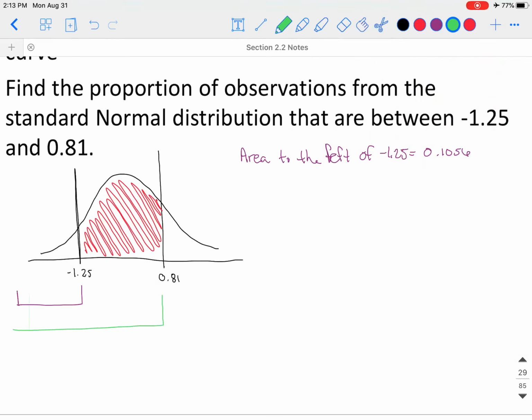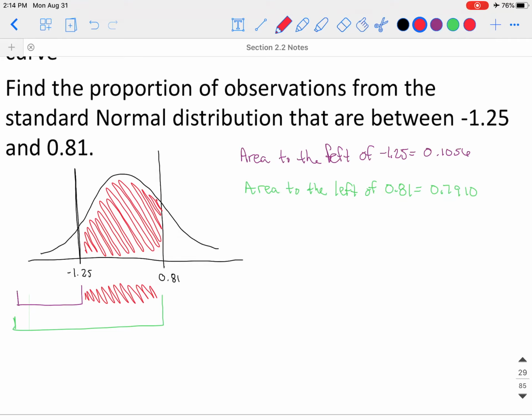Now, if I want to find the area to the left of 0.81, again, you would go to your table, go down to the column that said 0.8, the row that said 0.8, and go across the columns until you found the one that said 0.01. Where those two intersect would tell you the area, and you should have 0.7910.